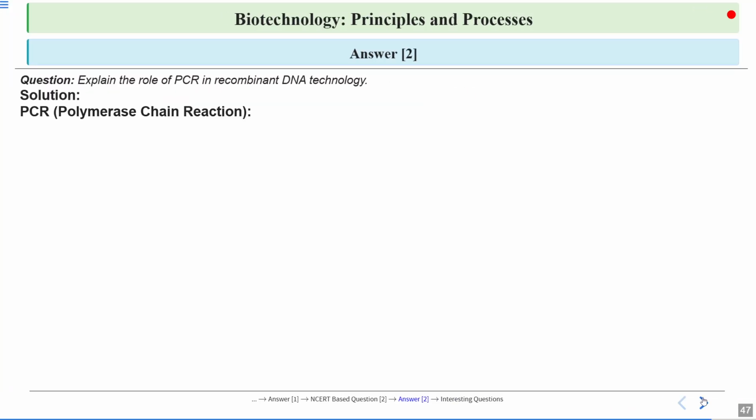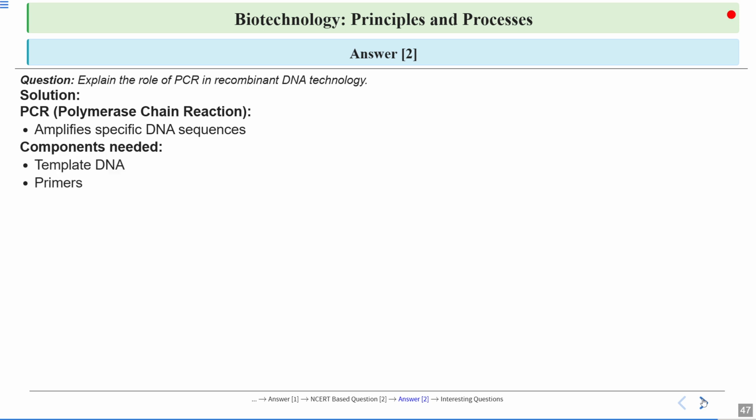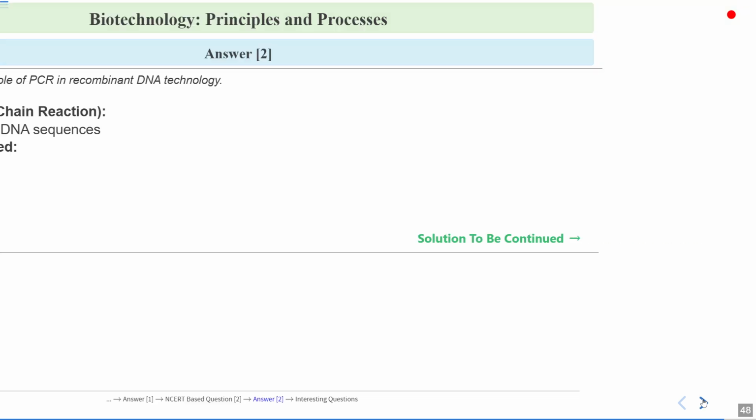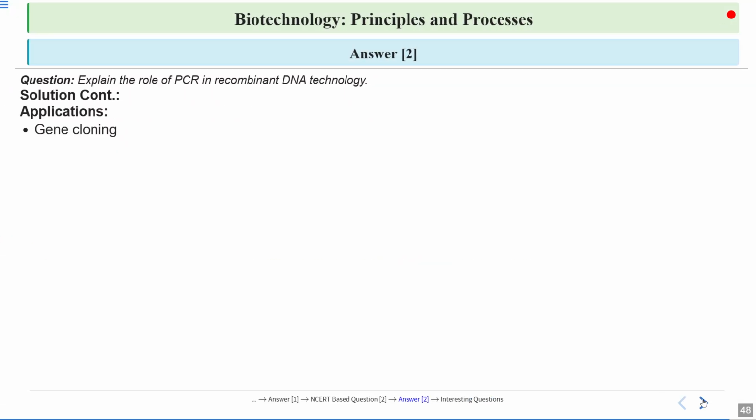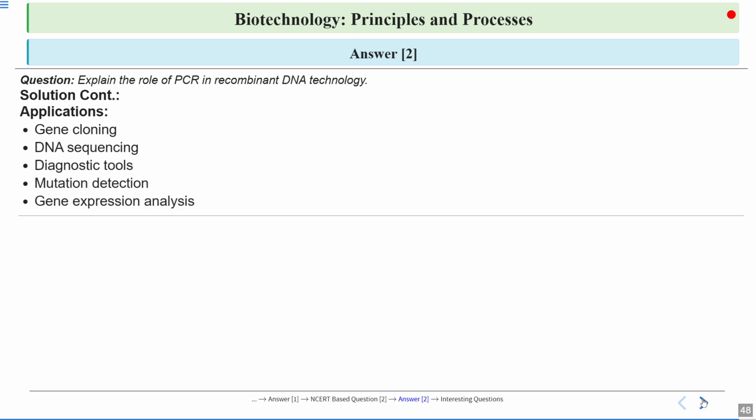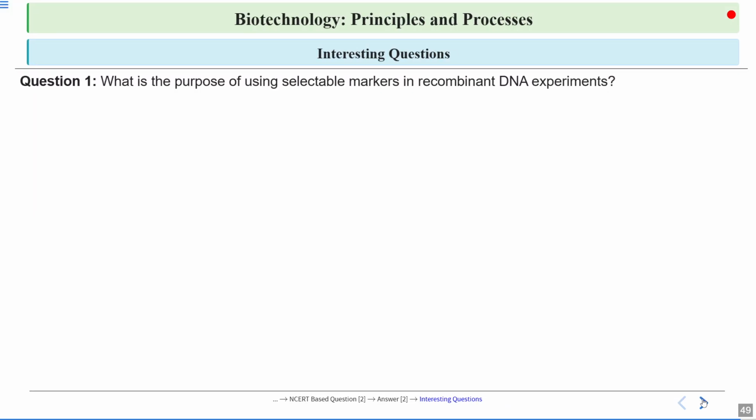The second question says, explain the role of PCR in recombinant DNA technology. We know that the polymerase chain reaction amplifies specific DNA sequences. Components needed are template DNA, primers, nucleotides, dNTPs, and DNA polymerase, that is Taq polymerase. Applications help in gene cloning, DNA sequencing, diagnostic tools, mutation detection, and even gene expression analysis.